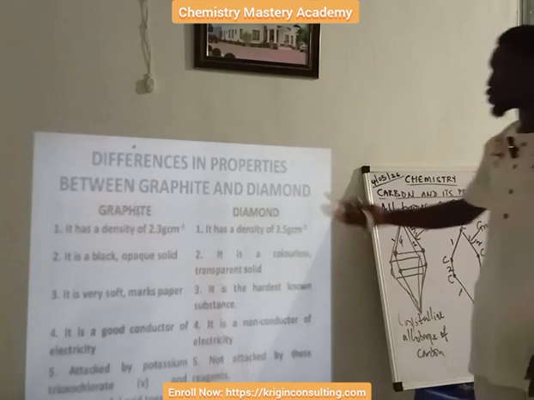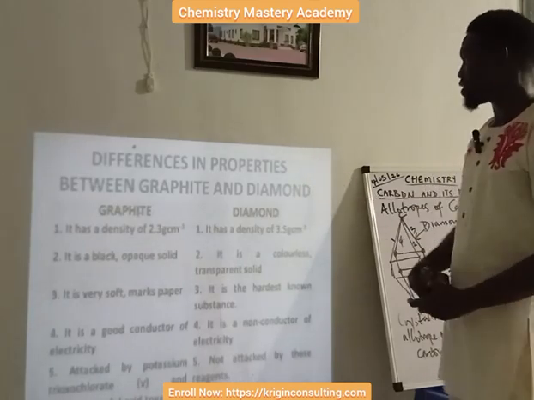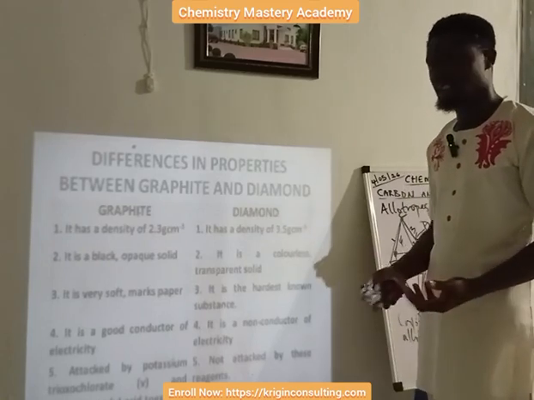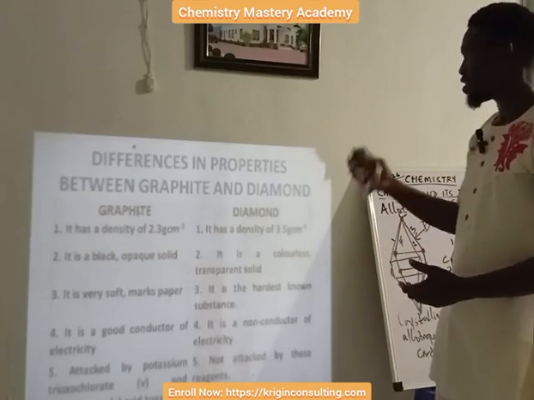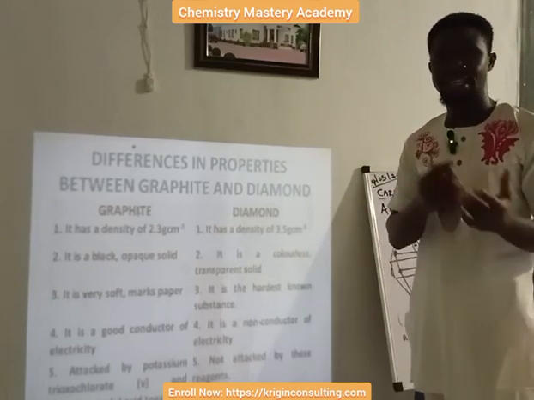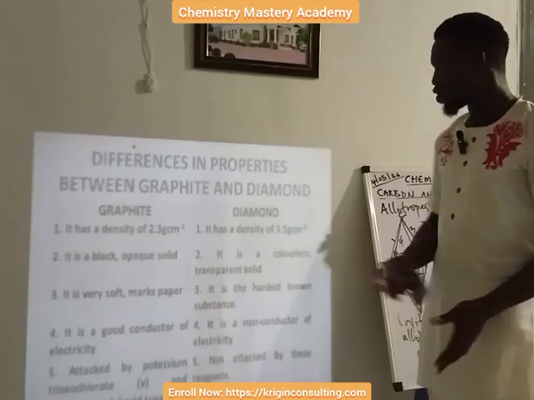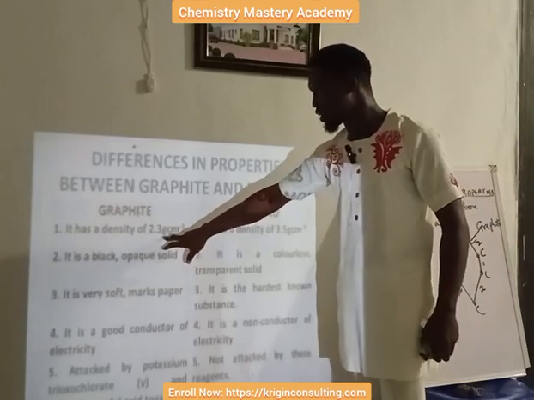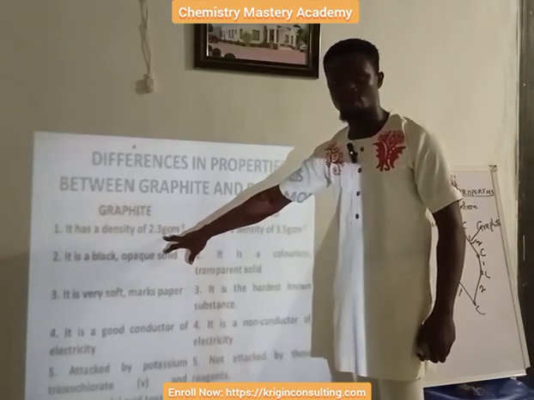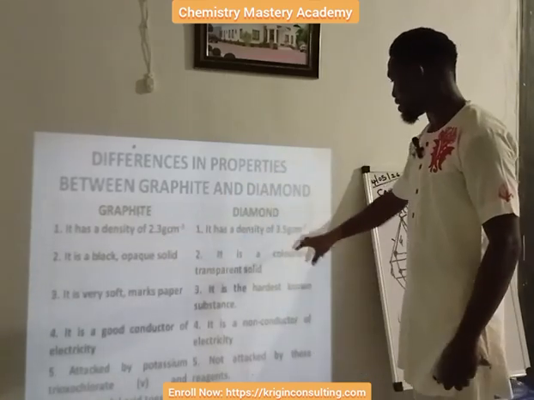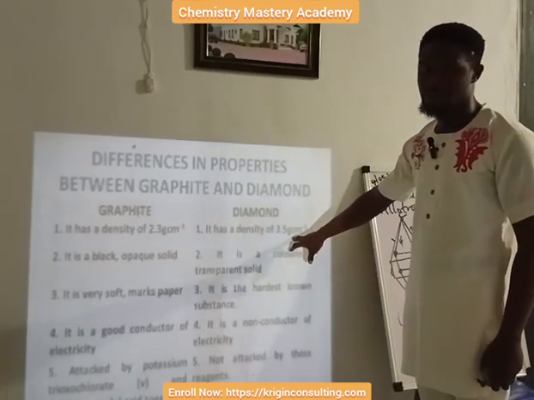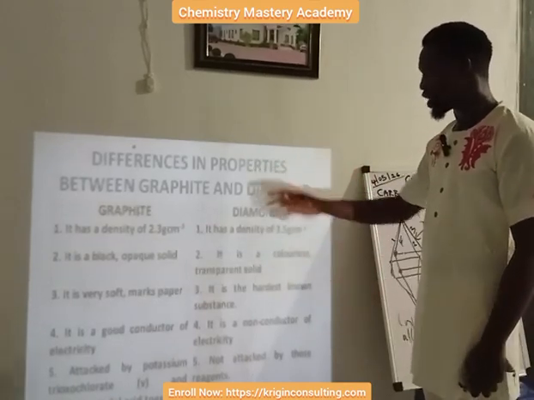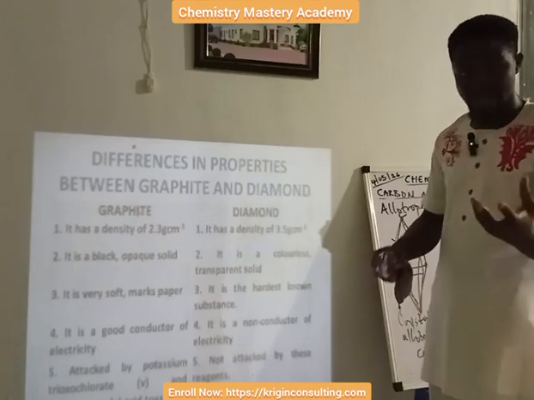Now, what's the difference between graphite and diamond? We have said that several times. Now, the first is graphite is less dense compared to what? Diamond. Now, the density of graphite is 2.3 gram per cm cube, while the density of diamond is 3.5 gram per cm cube. So you see that diamond has a higher density than what? Graphite.